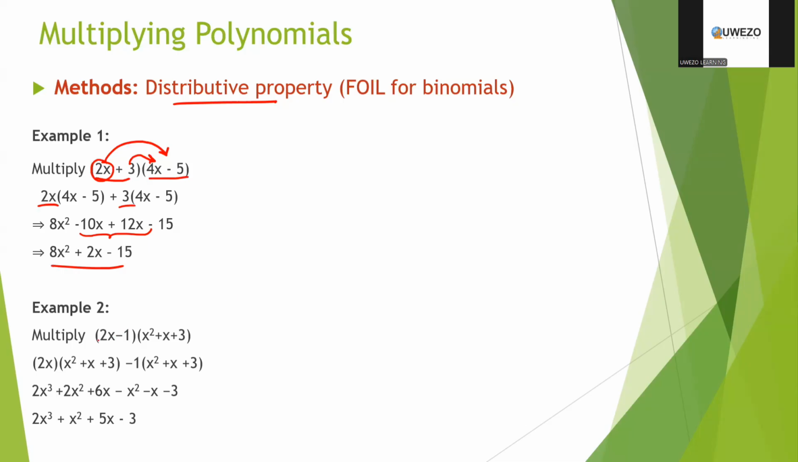Similarly, again, we could multiply 2x minus 1 and x squared plus x plus 3, again by applying the distributive property. So we'll multiply 2x with the polynomial, and then we'll multiply negative 1 again with the same polynomial expression. So after further simplification, we again add or subtract the like terms and get the final answer.